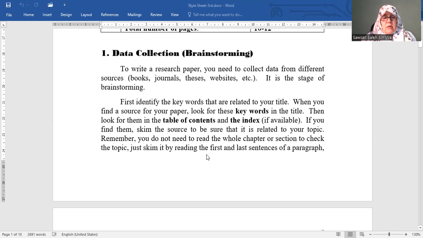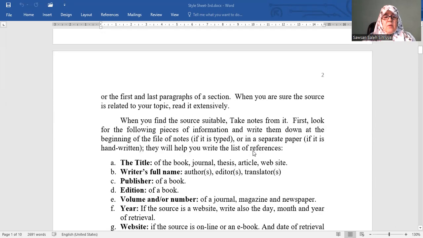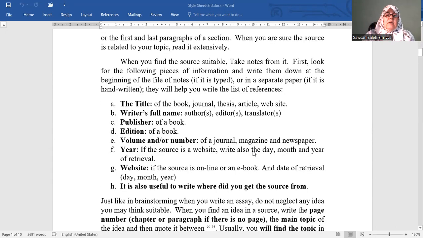Now, do you read them all? I mean the whole chapter? Or do you read all, let us say, the website you find? The answer is no. If you find them, skim the source to be sure that it is related to your topic. The first step is to skim. How do you skim? Remember, you do not need to read the whole chapter or section to check the topic. Just skim it by reading the first and last sentence of a paragraph, or the first and last paragraphs of a section or a chapter.